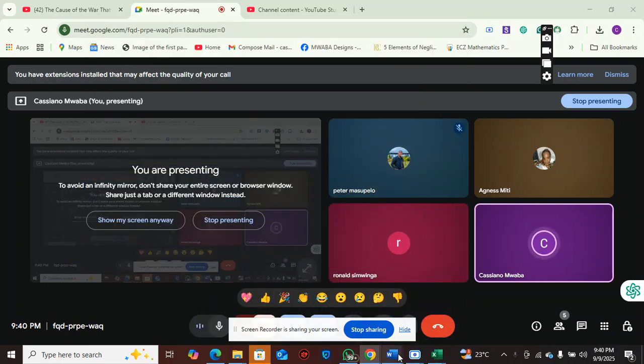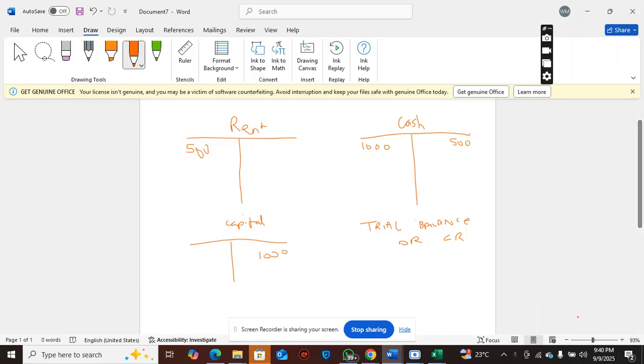Okay, so I'm showing a small illustration of how we can form our trial balance after we've closed our ledger accounts. We've got three ledgers here. Rent, which is a temporal account. Remember, temporal accounts at the end of the year need to be reset to zero. Any expenses, revenue, basically the accounts that you find on the income statement, are mostly temporal.